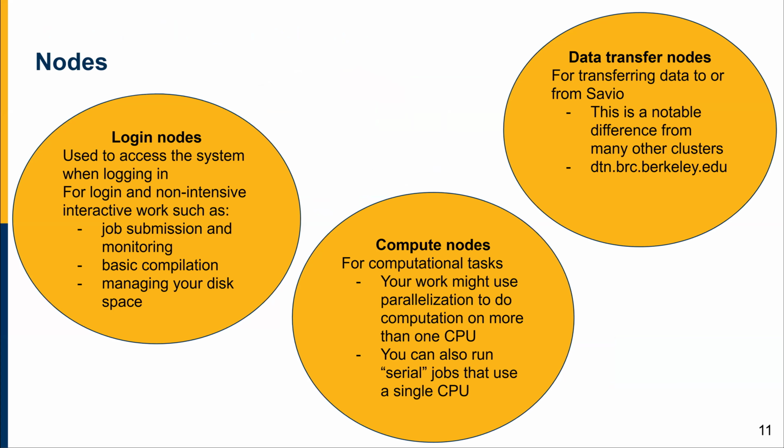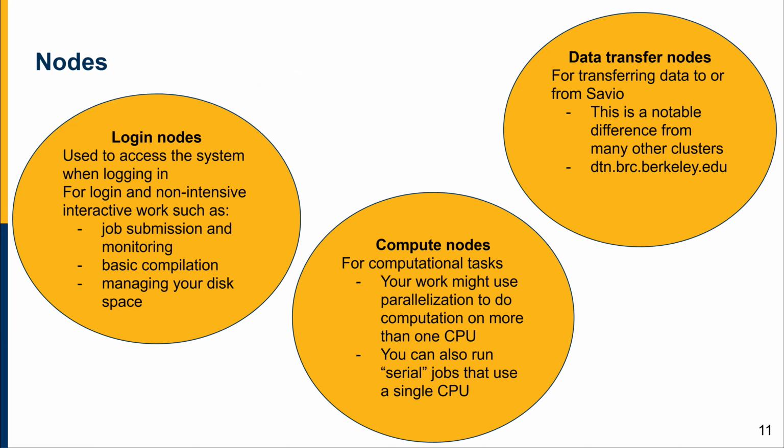Okay, first thing to cover are different kinds of nodes. Savio has three different kinds of nodes. The first one is a login node, which is used to access the system. When you're logging in, you'll be automatically put on one of these four nodes. It's used for non-intensive interactive work like monitoring your jobs, basic compilation, managing your files, and so on. For computing, you'll want to use a compute node. Your work might need to be parallelized, or you might need to run jobs that only work on one single CPU. You can request compute whenever you want to submit or run a job on Savio.